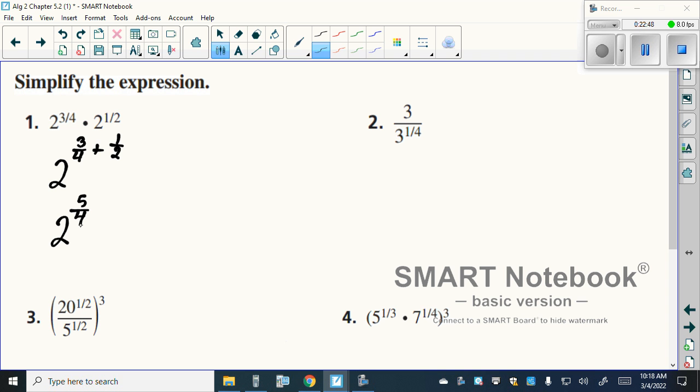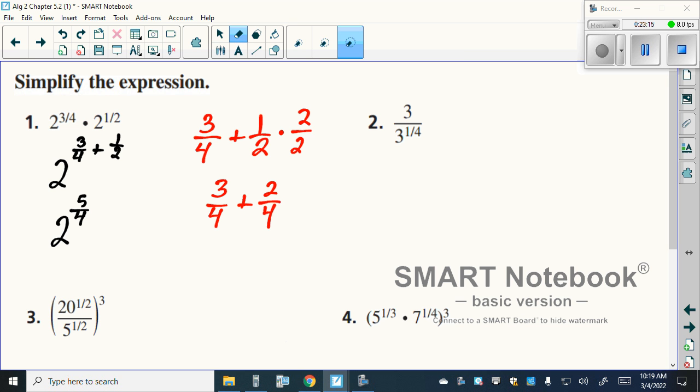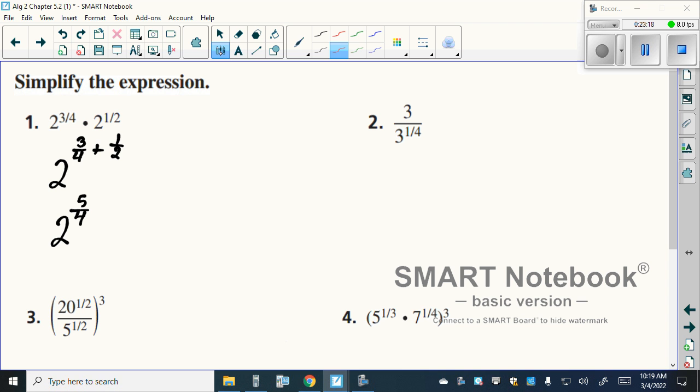Does that make sense? So with our fractional exponents, if we're going to be able to add 2 fractions together, the bases have to be the same. What do I need to multiply 2 by to get it to be 4? Multiply top and bottom. So 3/4 plus 2/4. 3 and 2 is 5.